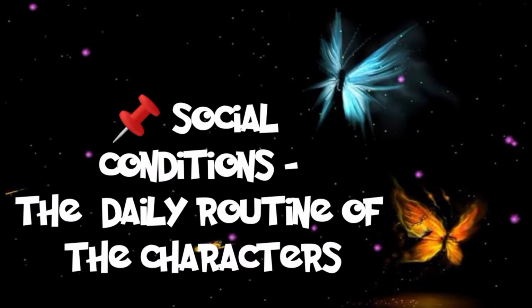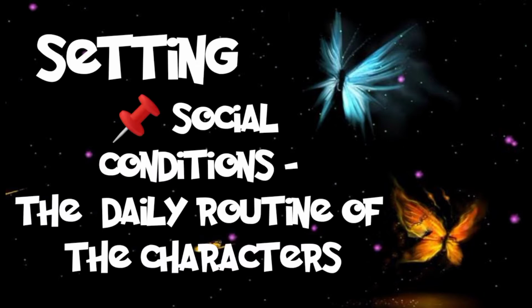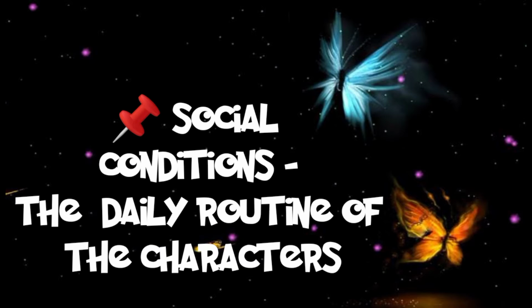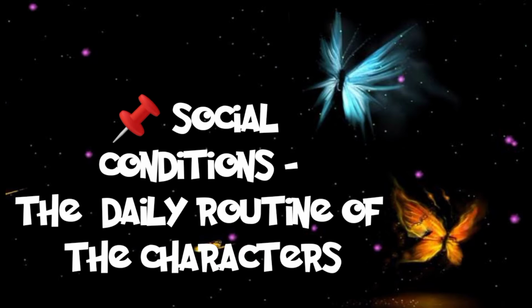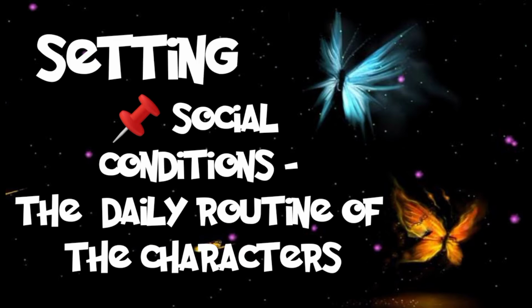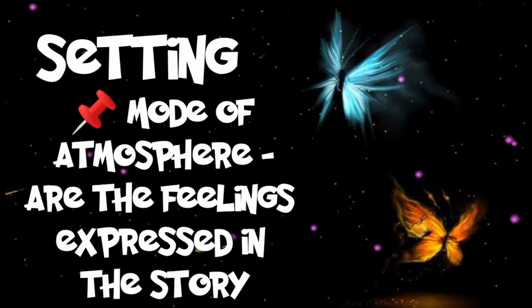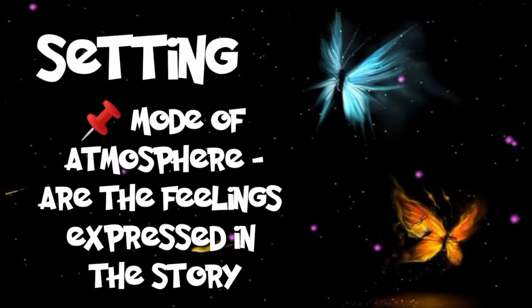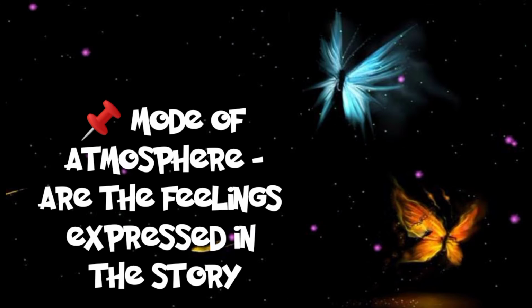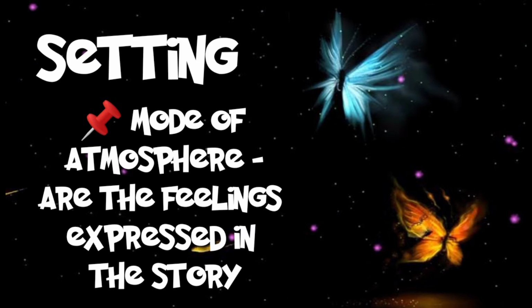And we have social conditions. It talks about the daily life of the characters. Does the story contain local color? Or it focuses on speech, dress, mannerisms, customs, etc. And we have the mode of atmosphere. So settings can be identified through the atmosphere. What feeling is created at the beginning of the story? Is it bright and cheerful or dark and frightening?